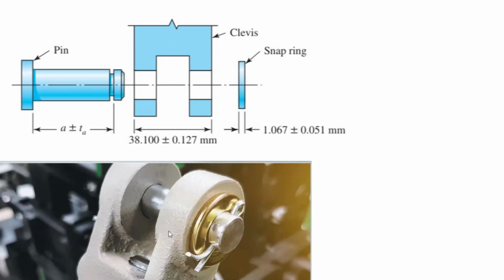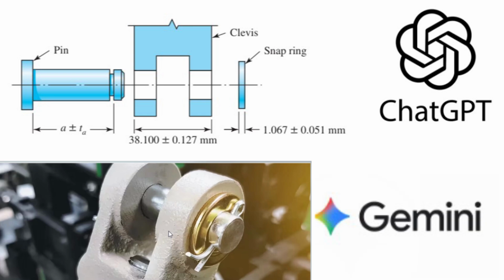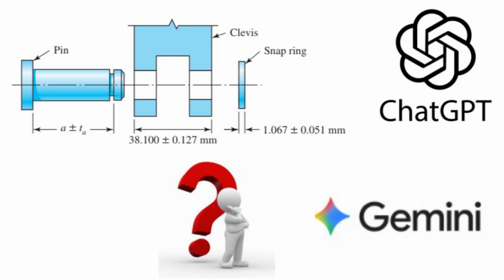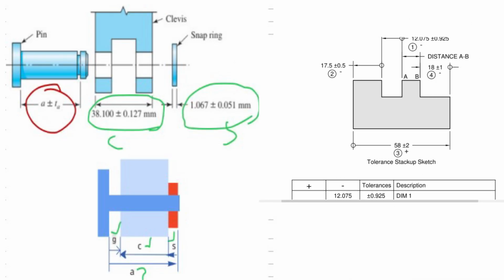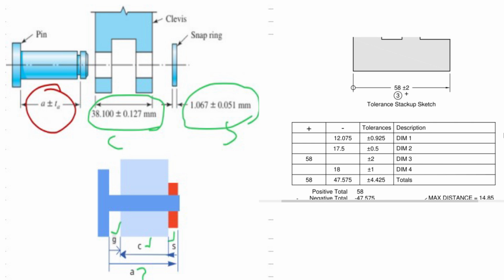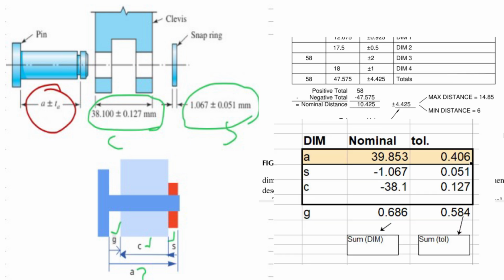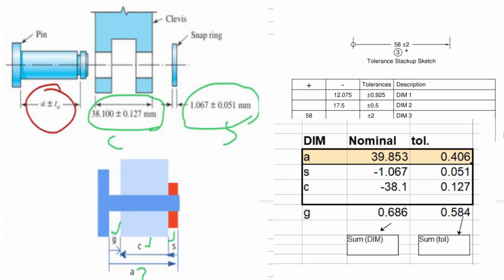Today, we'll test whether GPT and Gemini can correctly determine the required pin dimension and its tolerance for this pivot linkage. And then we'll review how real engineers make sure everything fits just right. By the end of this episode, you will know exactly how to solve a one-dimensional tolerance stack-up situation.